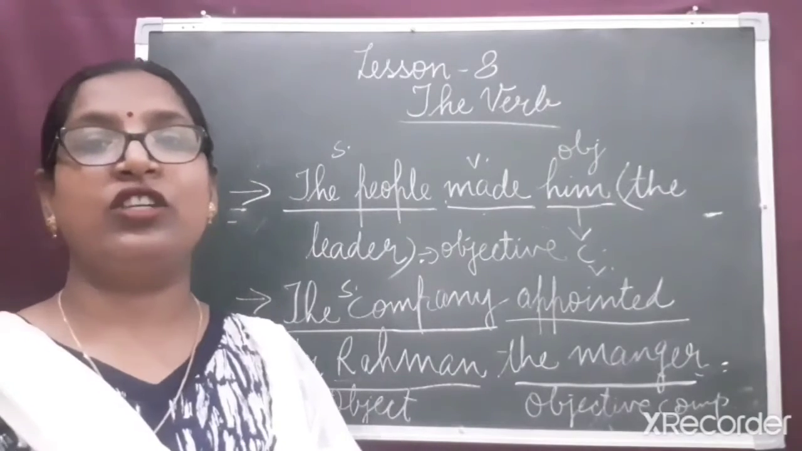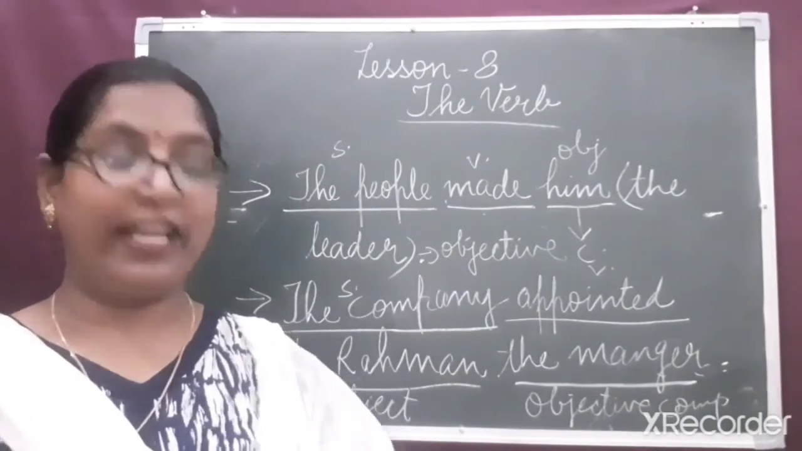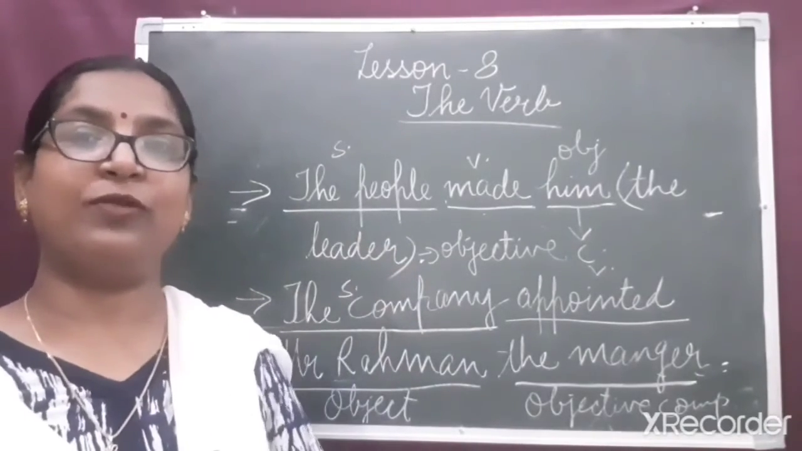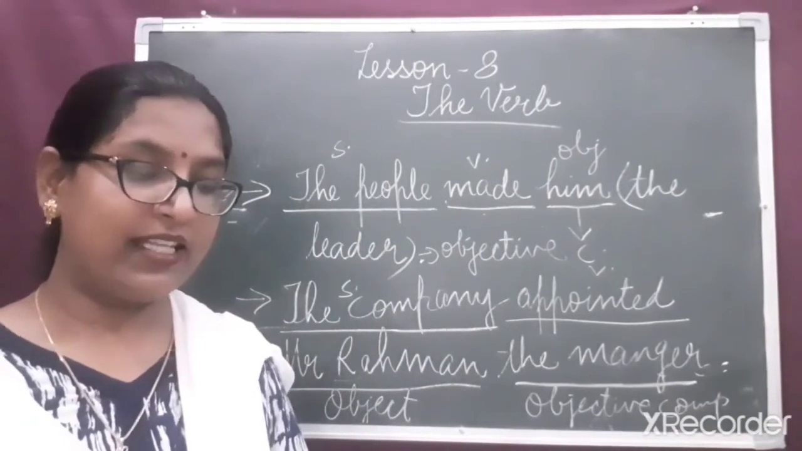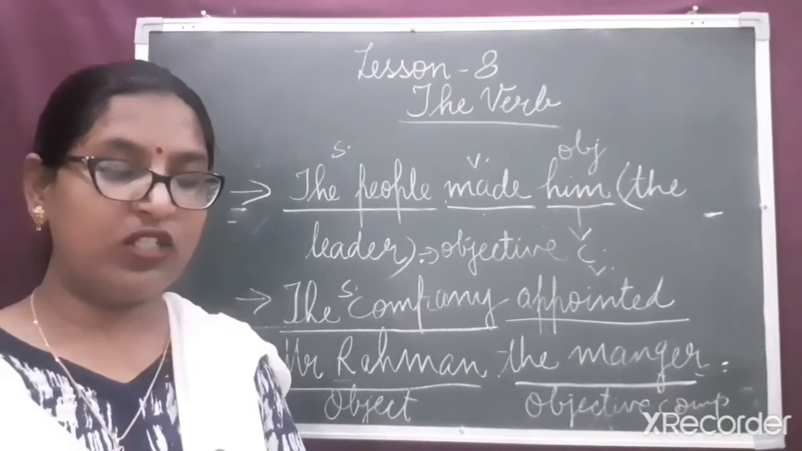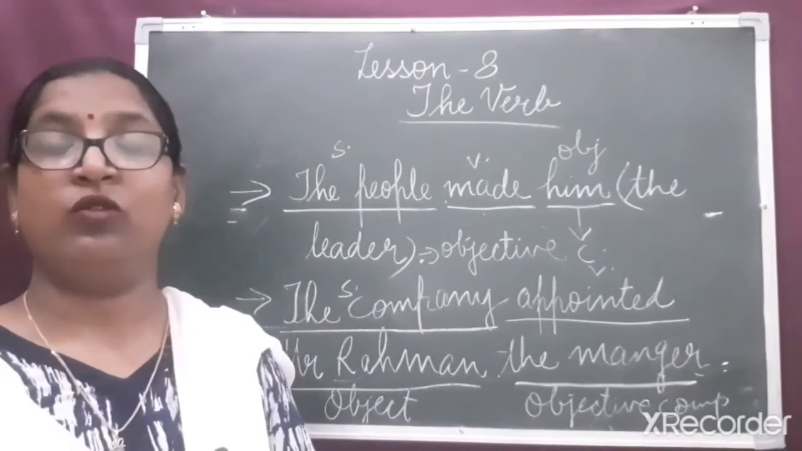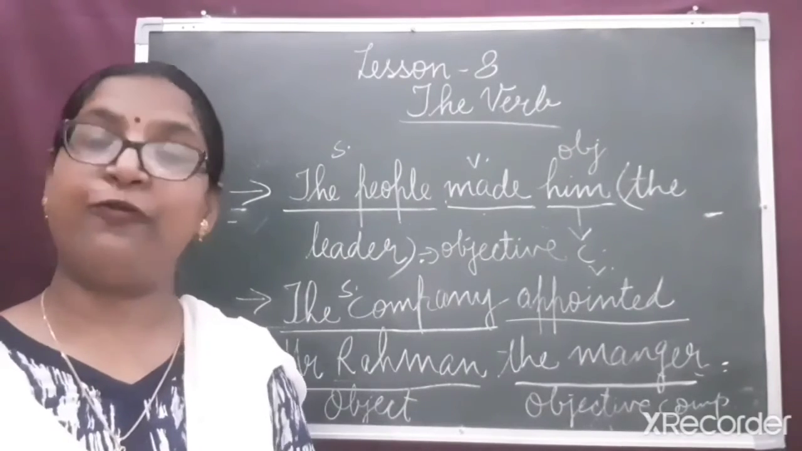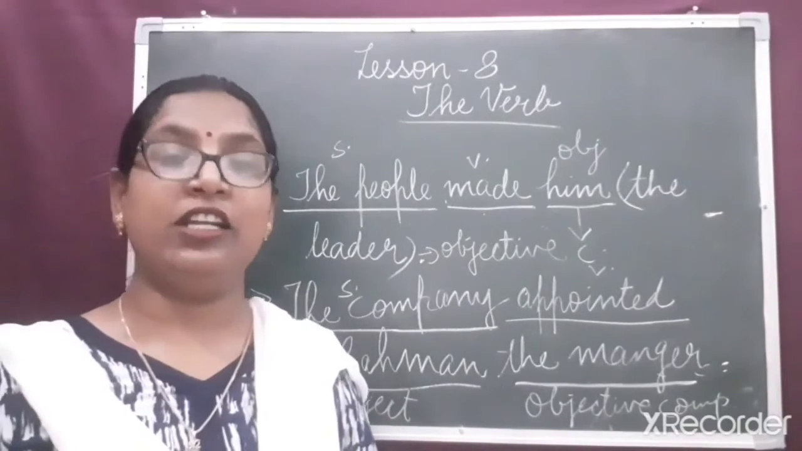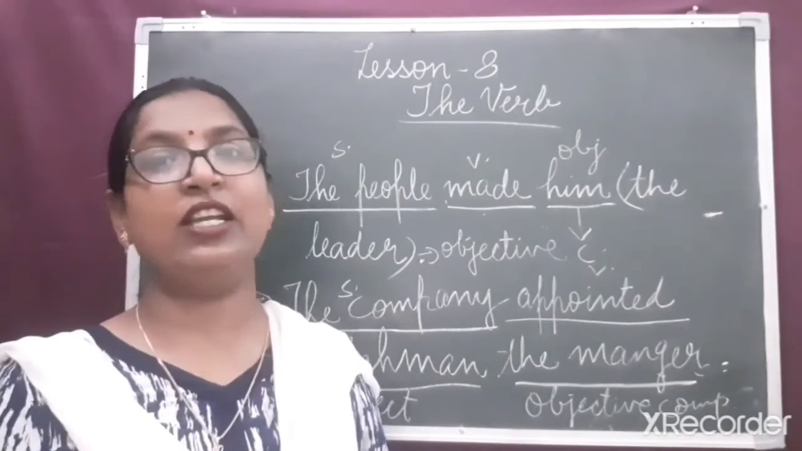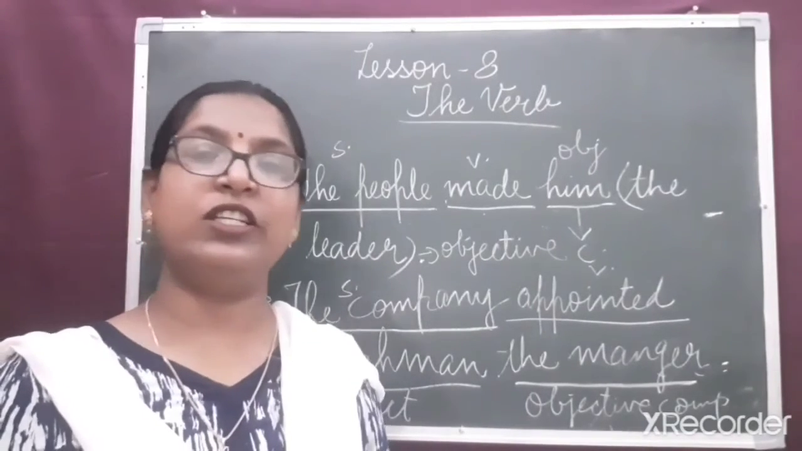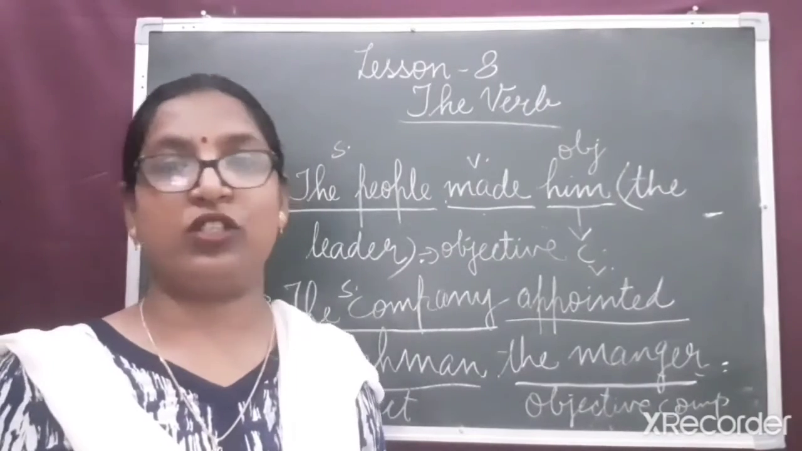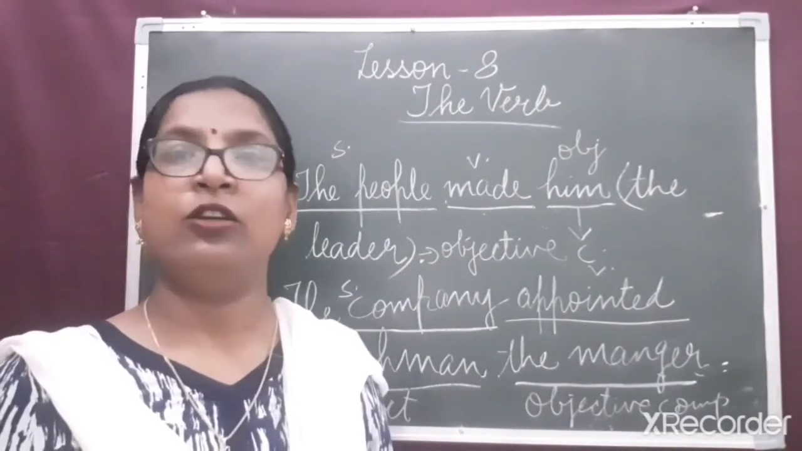So, dear children, once again we'll revise what we have studied in this chapter from the beginning. That is, first of all, we studied about the verb. What is a verb? A verb refers to an action. It refers to a state of being or possession. The words which refer to an action, state of being or possession are known as verbs.